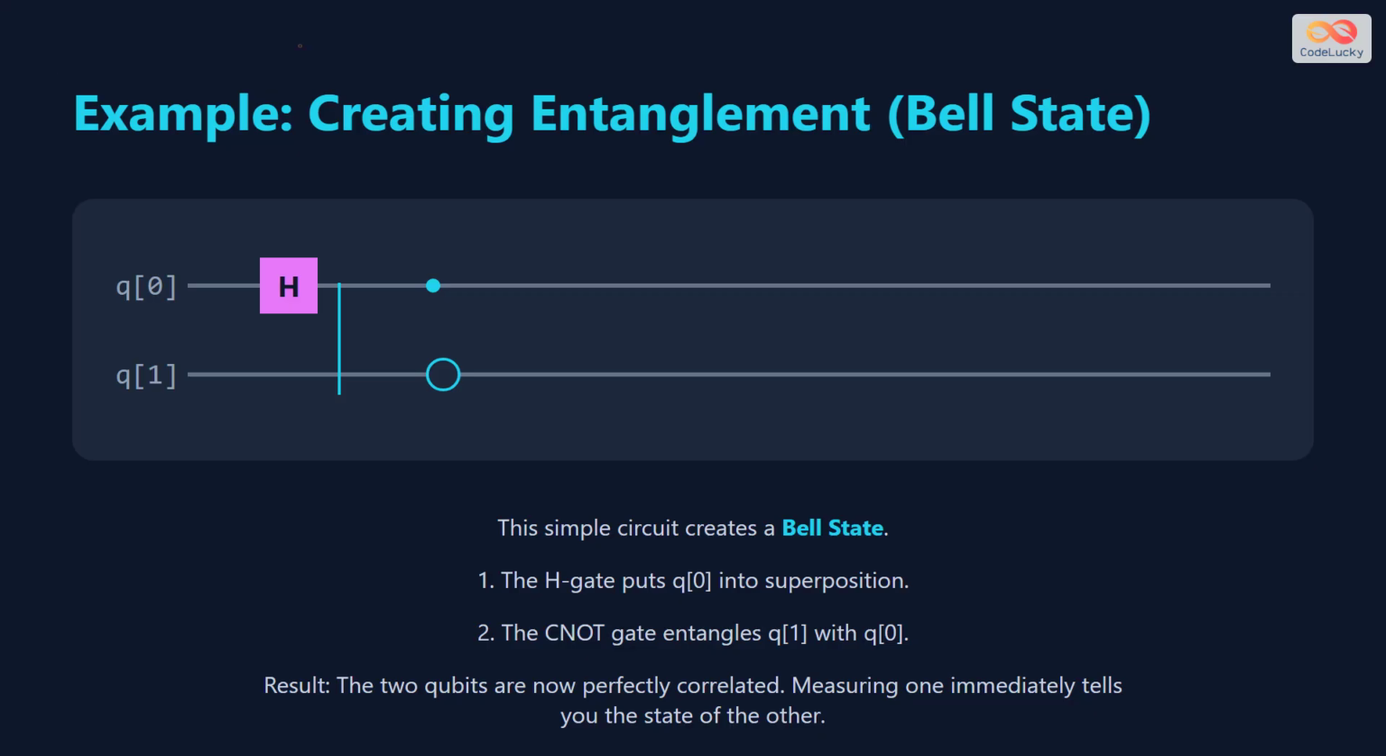Let's put it all together with a famous example, creating a Bell state. We start with 2 qubits. We apply a Hadamard gate to the first one to create superposition. Then, we use a CNOT gate to connect them. The result is 2 qubits that are entangled. They are now linked so strongly that measuring one immediately determines the state of the other, no matter how far apart they are.